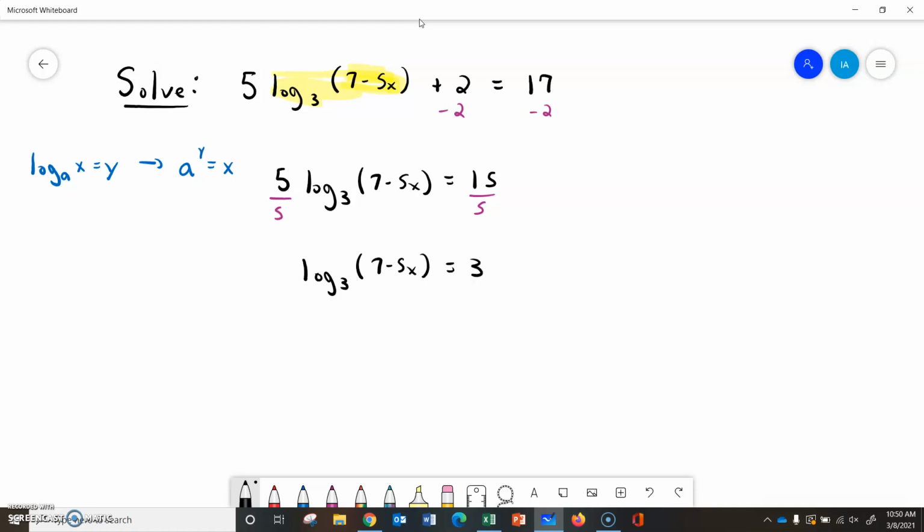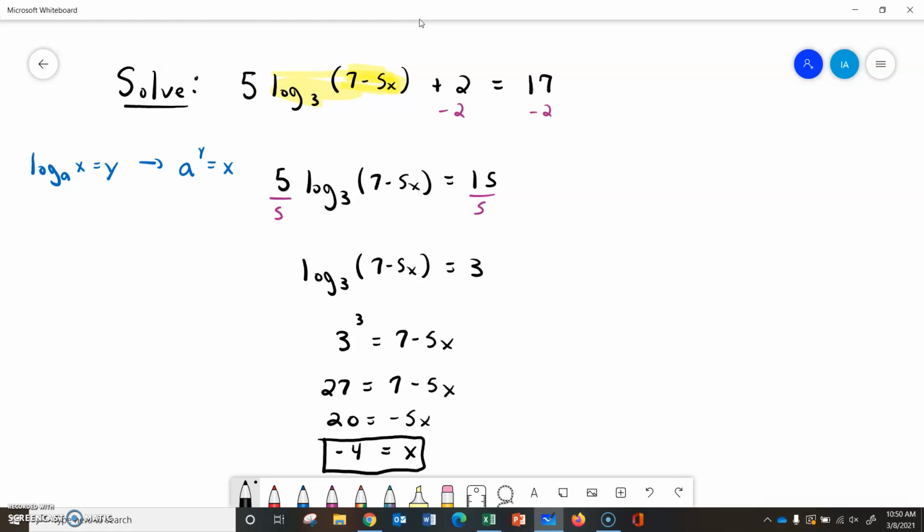Now I can use that where I change the logarithm to an exponential. So that'll be 3 cubed equals 7 minus 5x. The nice thing is that 3 cubed is a nice number. That's 27. So 27 equals 7 minus 5x. So I'll move the 7 over, so that's 20 equals negative 5x. And when I divide that out, I'll have x equals negative 4. So no decimal approximation there.